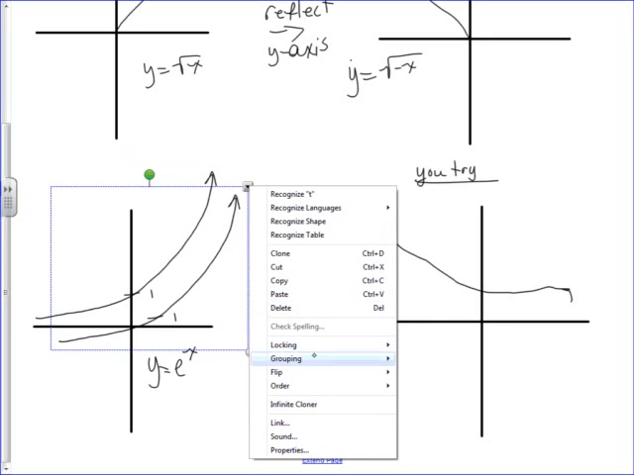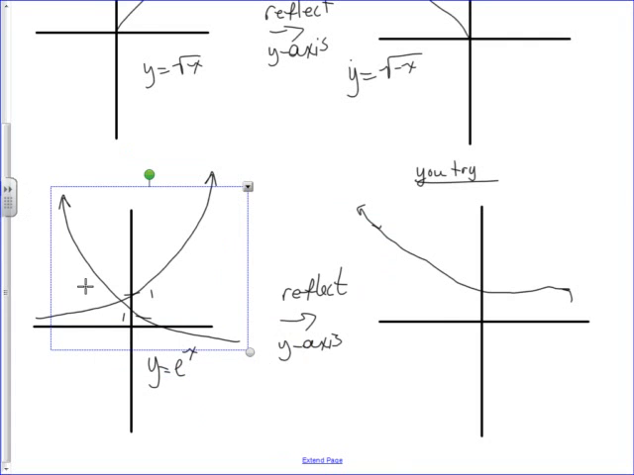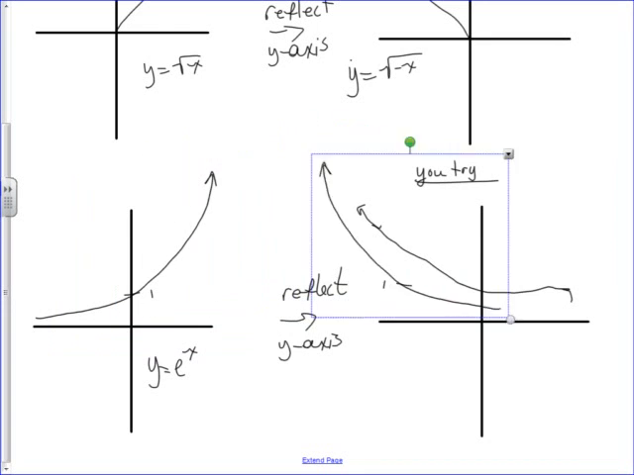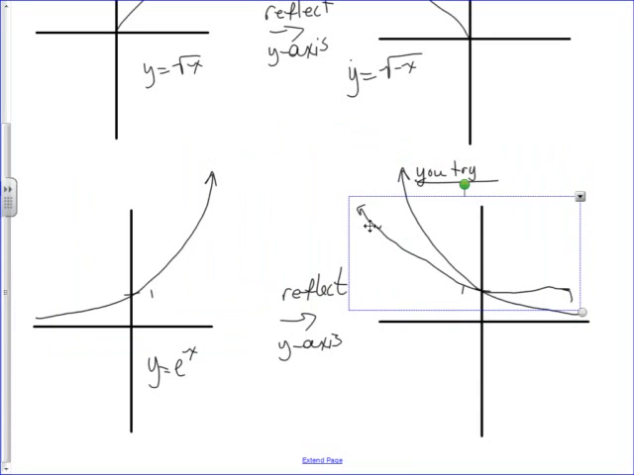So here we go, flip, flip, left, right. Haha, I don't know why I didn't do this in the first place. There we go, perfect. Let's get rid of this monstrosity. There we go. So that's what it should look like.